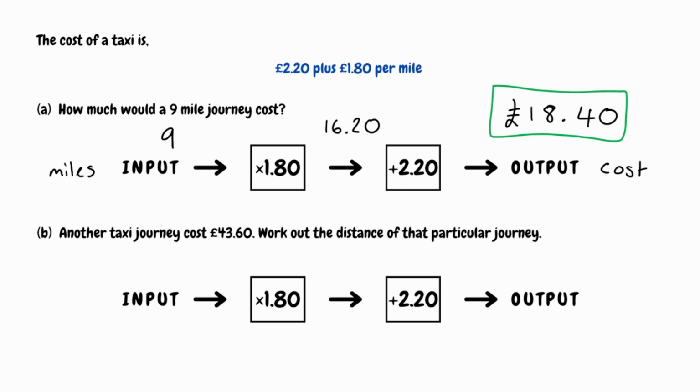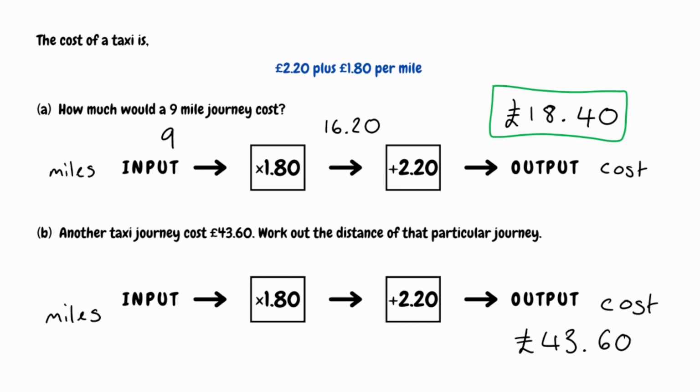And finally, for part B to this question, we have that another taxi journey costs £43.60. We need to work out the distance of that particular journey. So again, the function machine is exactly the same. We have miles as our input and cost as our output. But this time we've been given the total cost of the journey to be £43.60.